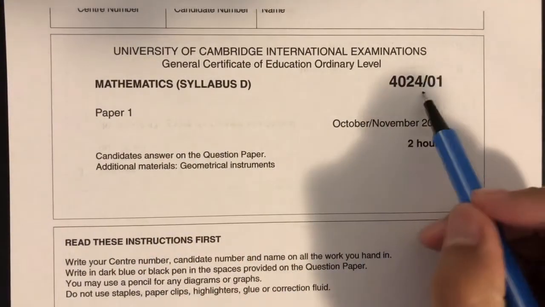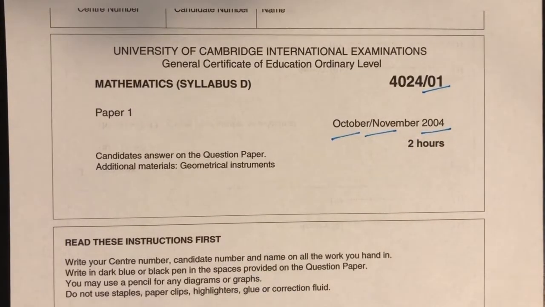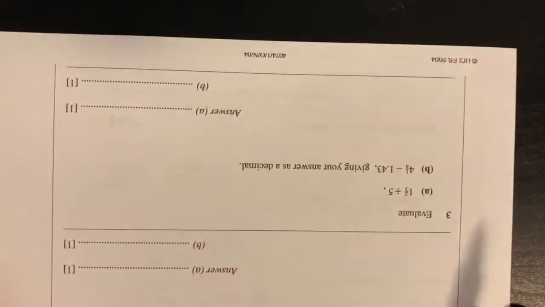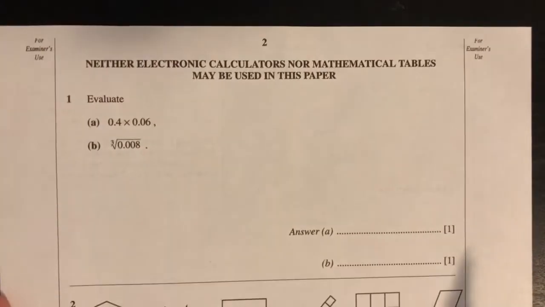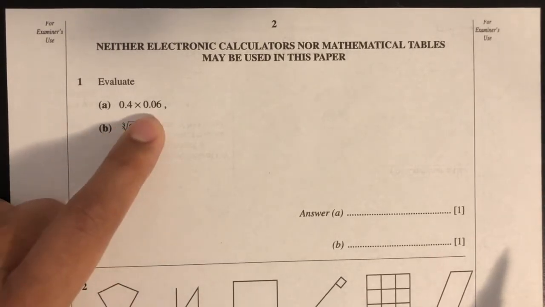This one is paper 1 of November 2004 actually. Let's move on to question number 1. So here we have part 1, evaluate 0.4 times 0.6.